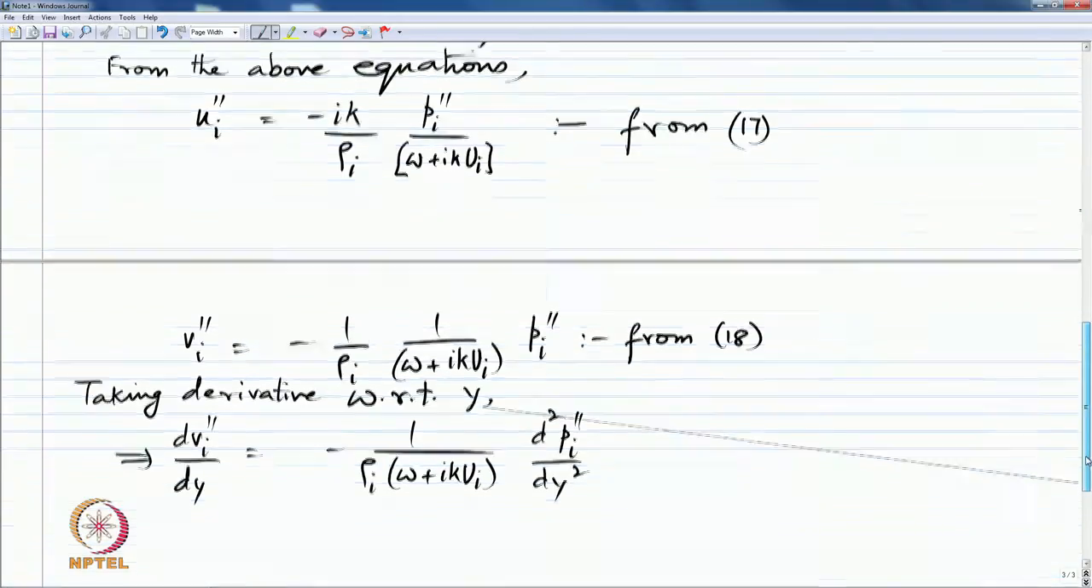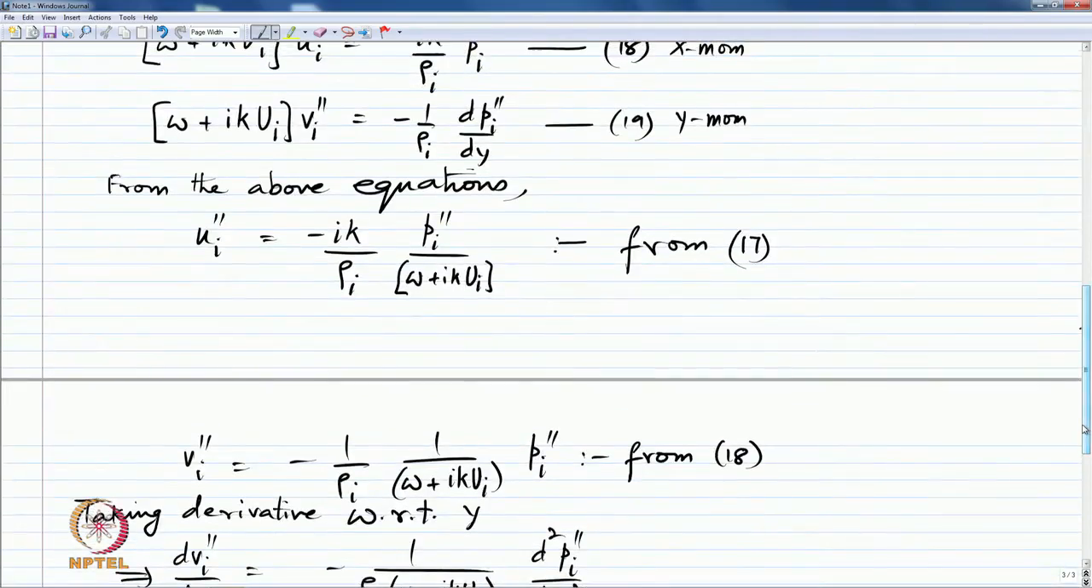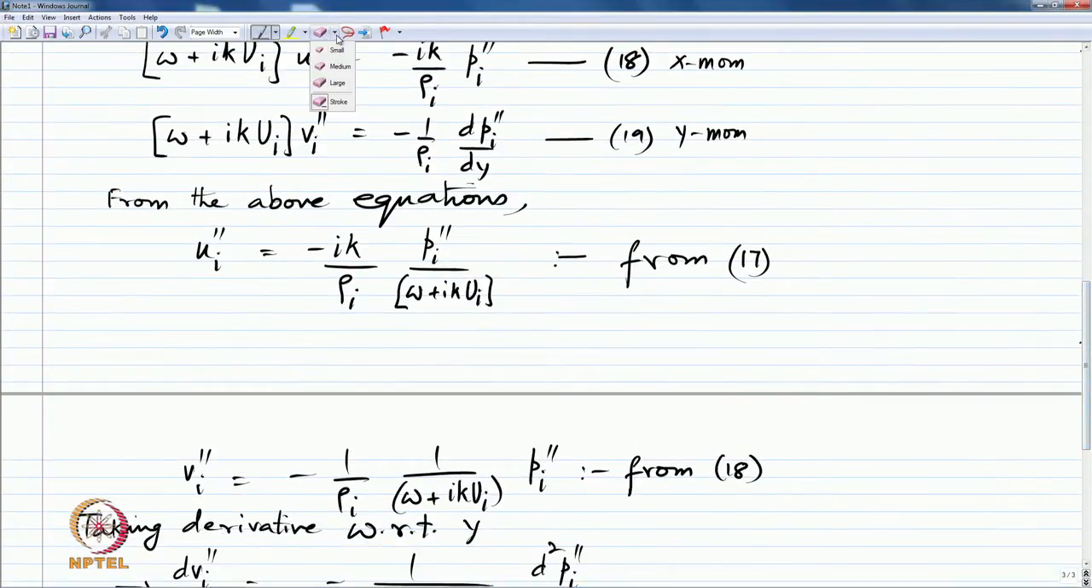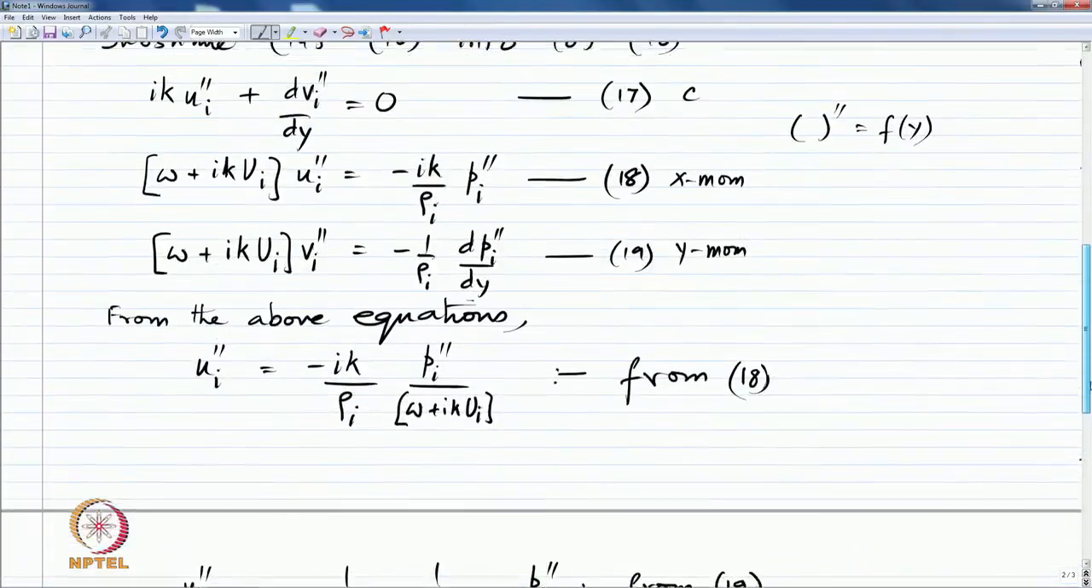So, we are able to write down ui and vi. Ui double prime is minus i k over rho i times pi double prime divided by omega plus i k ui, and vi double prime from 18 or from 19 is given by this. Now, I can use these two equations and substitute into 17.